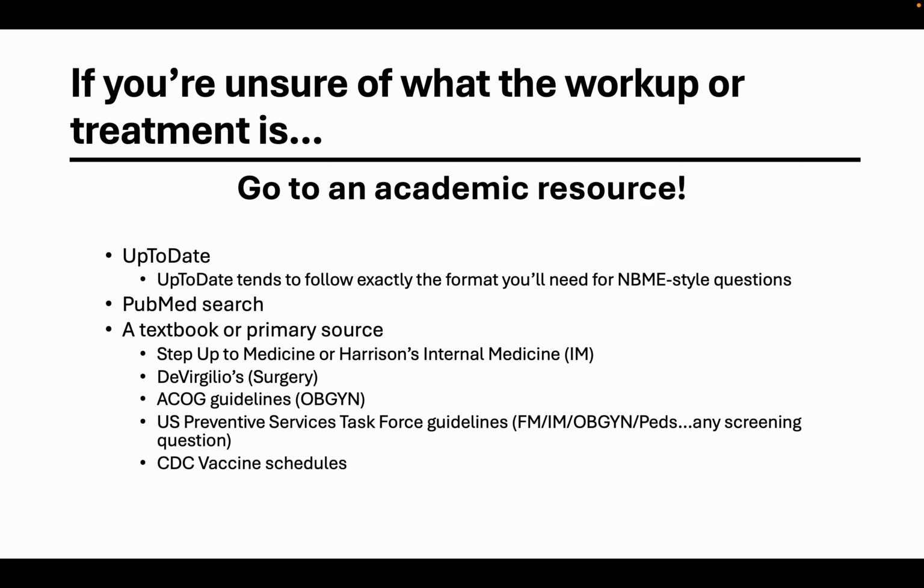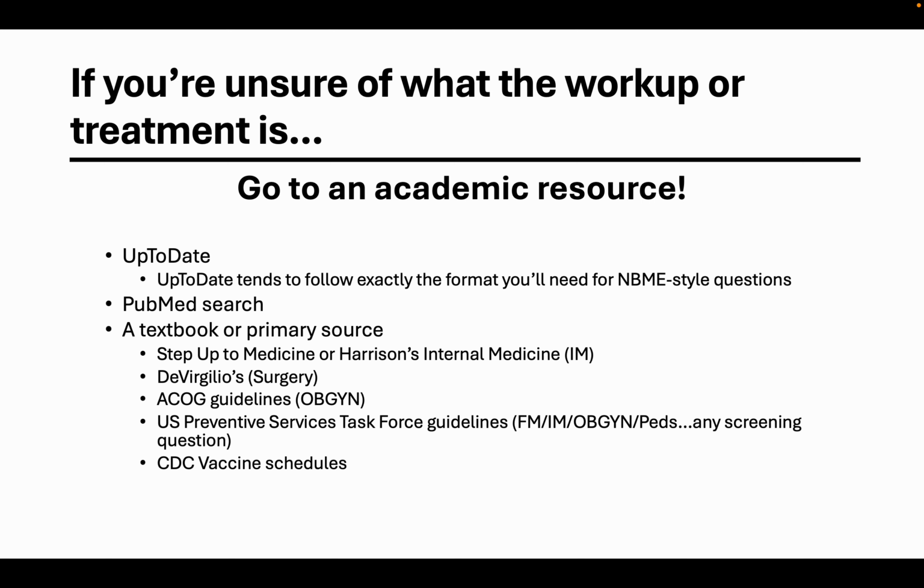I think UpToDate is great for this because it goes in the same exact order as what you'll want to know. So it first goes, how do I diagnose? And then it goes, how do I treat? And then it kind of goes through special considerations. And it's going to have links to all of these scores and criteria as well. So it's a really great resource.